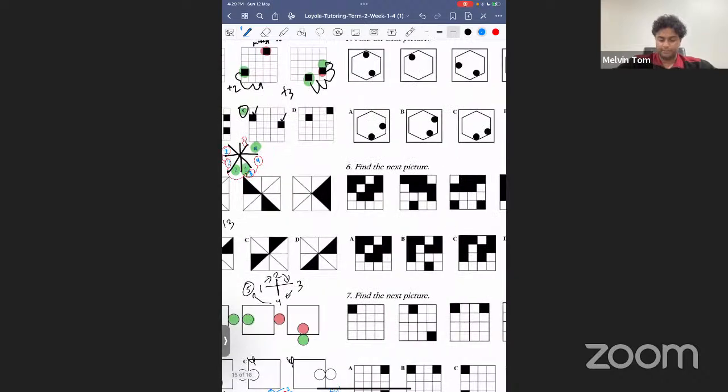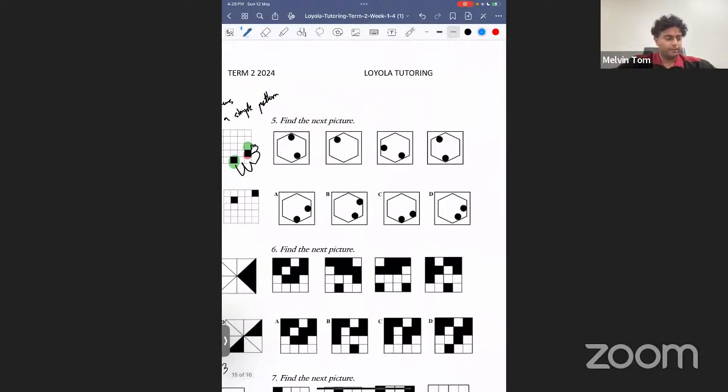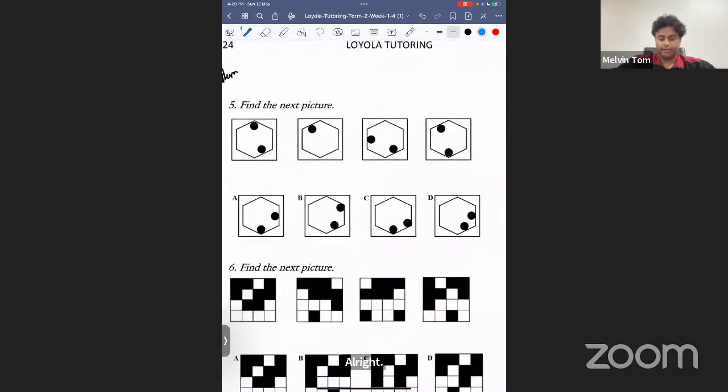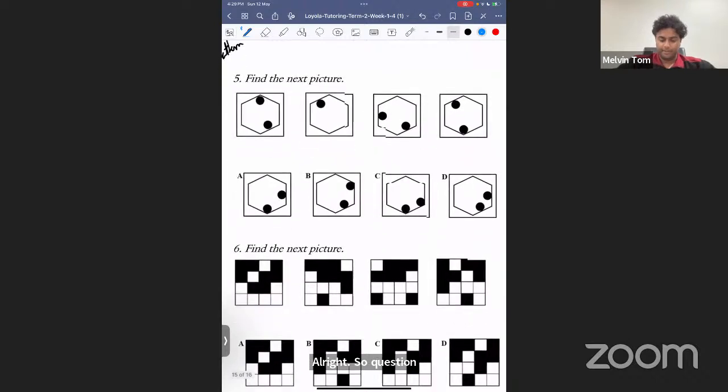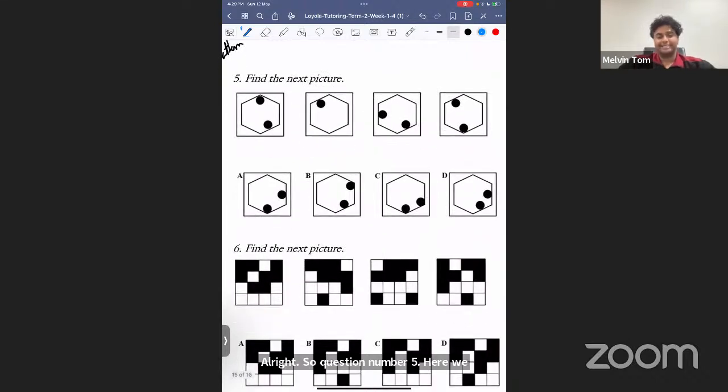All right. So question number 5. Here we have, again, same sort of thing. Now, this question is much harder because in this question, I want you to send it to me in the chat. How many possible locations can the dot or the circle go to? Send it to me in the chat. How many possible locations can the dot go to?